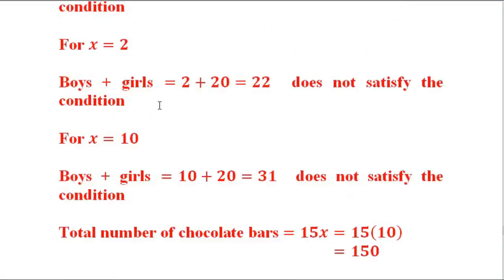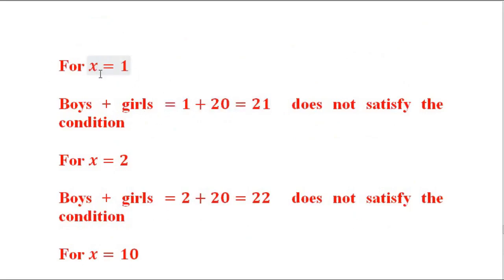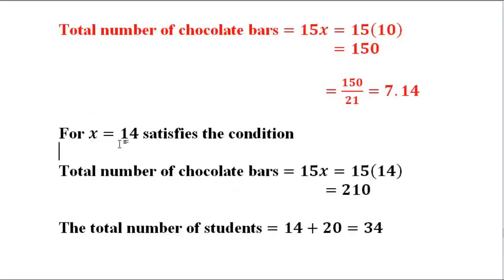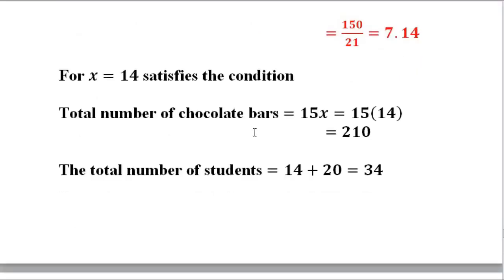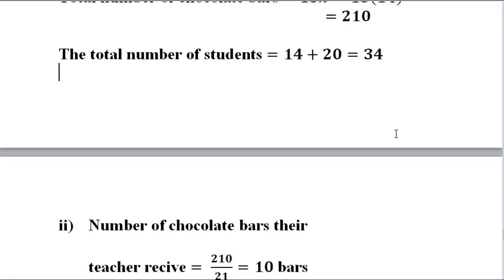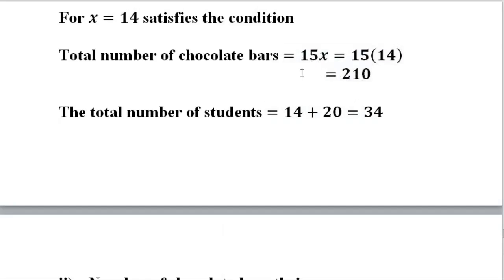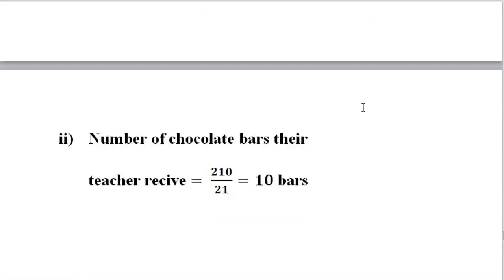Initially, we calculated different values for x, such as x equal to 1, x equal to 2, and x equal to 10. But these values did not satisfy the condition of the question. However, when x is equal to 14, it satisfied the question. Therefore, the number of boys is 14. The number of girls in the class is 20. And the total number of students in the class is 34, which satisfies the condition of the question. Now, if each boy brings 15 chocolate bars, the total number of chocolate bars becomes 210. And each girl, including their teacher, will get 10 chocolate bars.